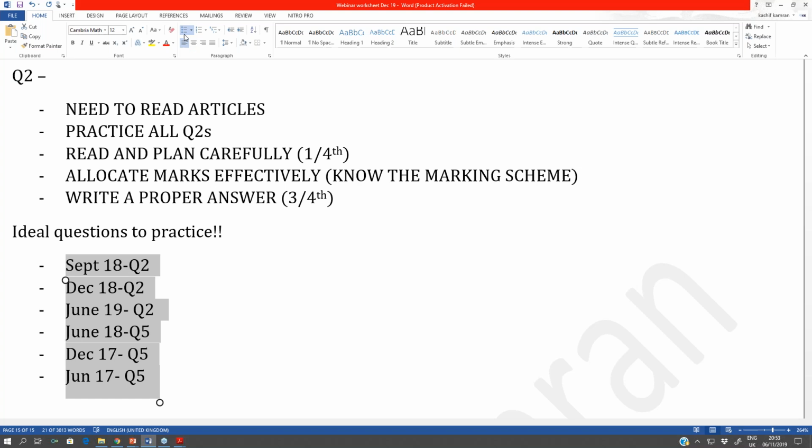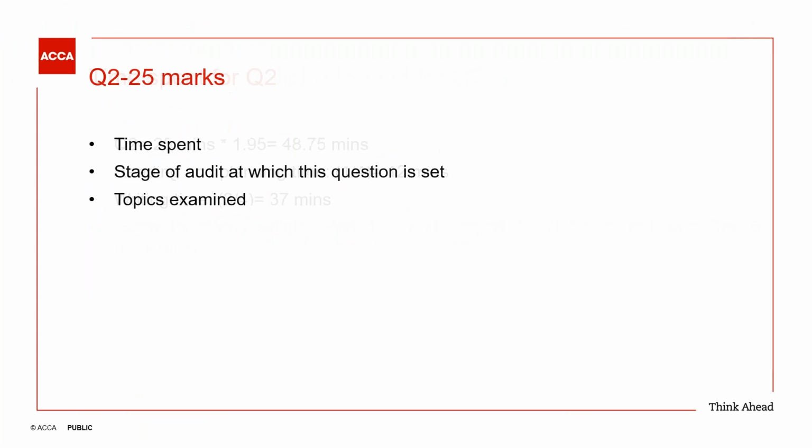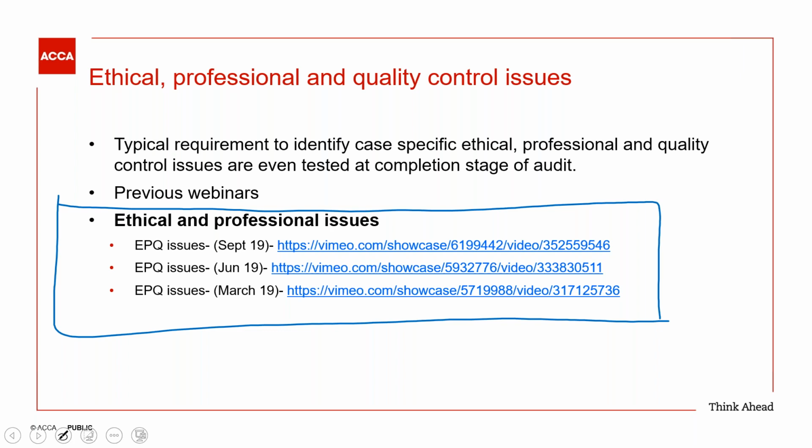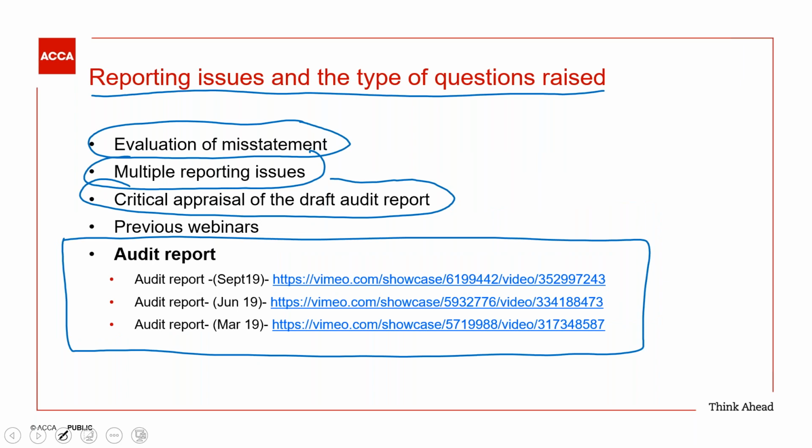And you will watch my previous webinars as well so that you know how to do a question on reporting, right? So just one last emphasis here. I have recommended my previous webinars to you, right? If you can see that in front of your screen, for a review of the working papers, you can watch my previous webinars for evidence. The hyperlinks have been given. You can explore these hyperlinks. Ethical and professional issues, the hyperlinks have been given. You can explore these hyperlinks. And questions on reporting, which I've done in the previous webinar, hyperlinks have been given. All the typical requirements on reporting have been done in my previous webinars.